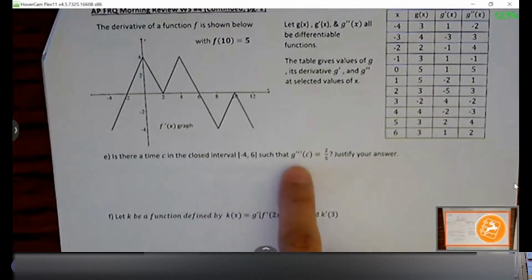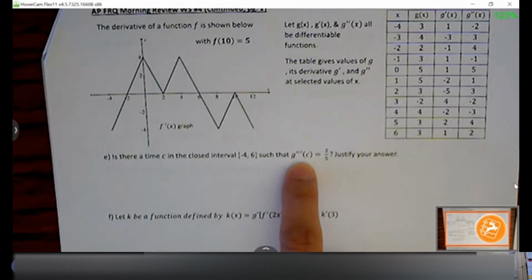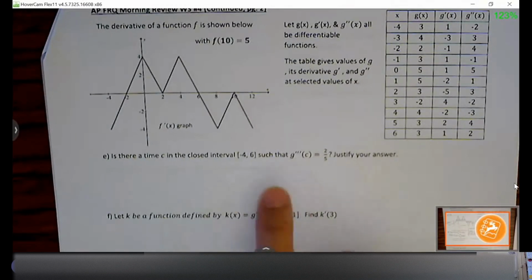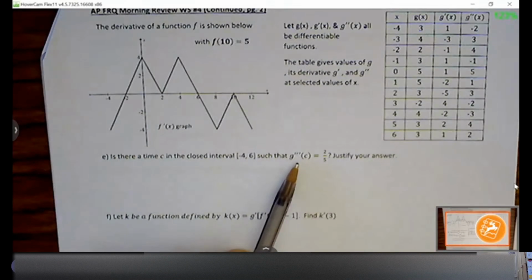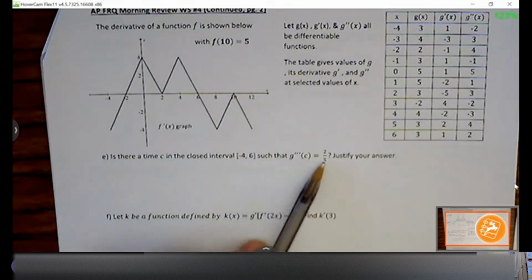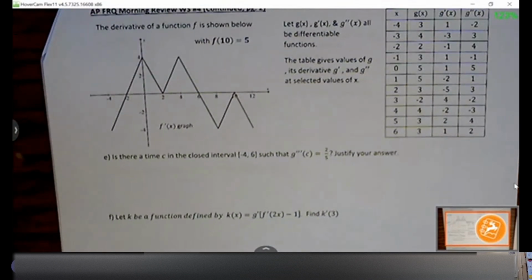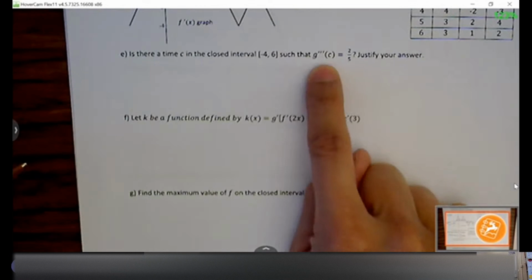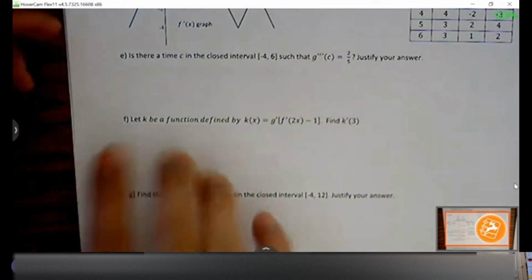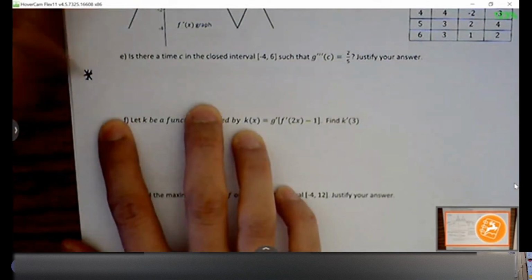Is there a time on the closed interval such that g double prime of c, sorry, g triple prime of c is equal to 2/5? So here we're trying to find a specific third derivative value, and we're trying to guarantee basically a slope of the second derivative. So when we see this, that should trigger a recognition of the need for mean value theorem, right? Mean value theorem allows us to guarantee a specific slope value, even though it is all the way down at this third derivative. So let's think about what mean value theorem looks like, and then we can adapt it for this specific problem.